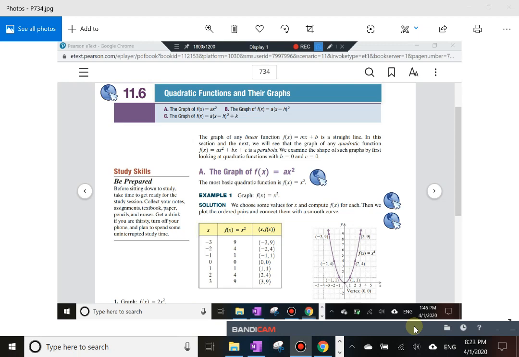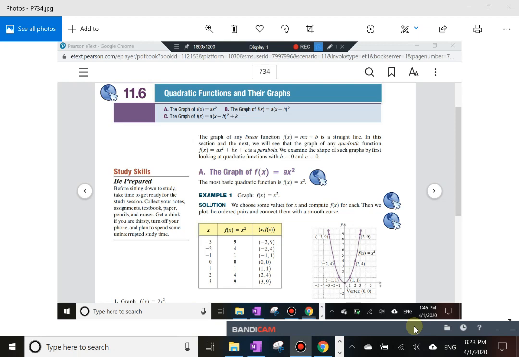And by the time we get through the section, we will be able to look at a quadratic function and be able to graph it without plotting a single point. Again, that's the whole idea of the section, to be able to graph these without plotting a single point. So let's proceed and see how this is going to turn out.